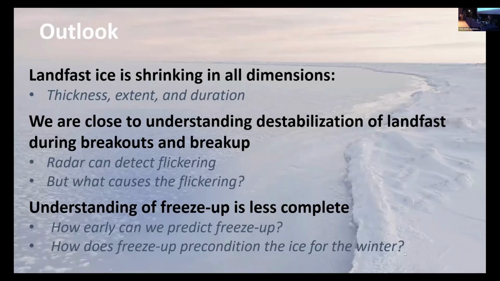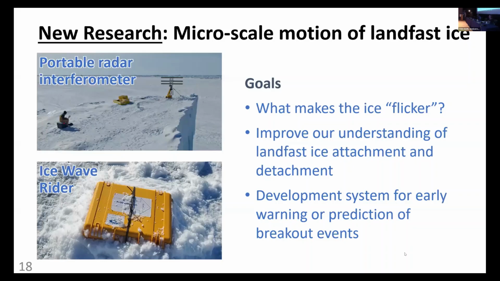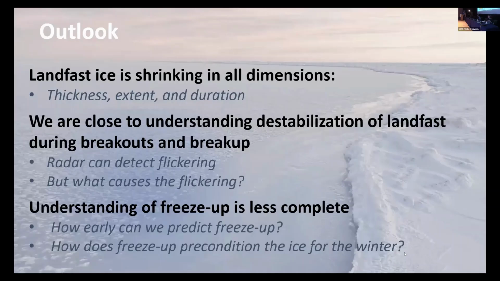And to wrap it up, we've got some new research on this. So what we need to do now is understand what is causing that flickering. And that will allow us to much better use that information to predict breakout events, and I think understand what is causing those other changes that I talked about. Why is the landfast ice less extensive than it used to be? If we can understand what makes ice attach to the coast and detach from the coast, then I think we're going to much better understand what's causing that loss of landfast ice extent in the long term. We've got some new equipment that we're bringing to bear, a radar, an infrasound radar, and wave detectors that are going to help us answer that problem.